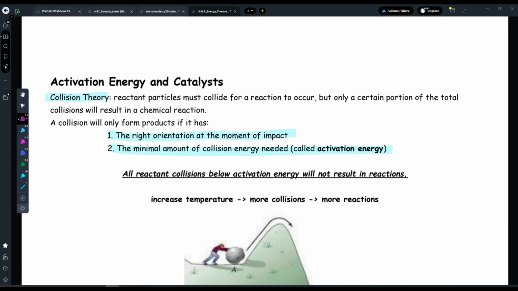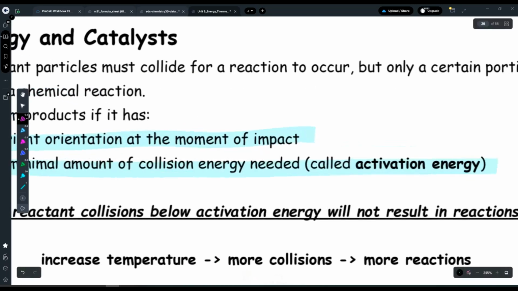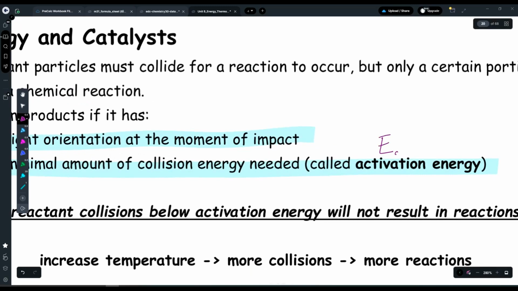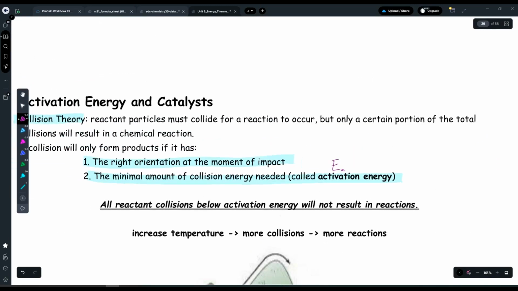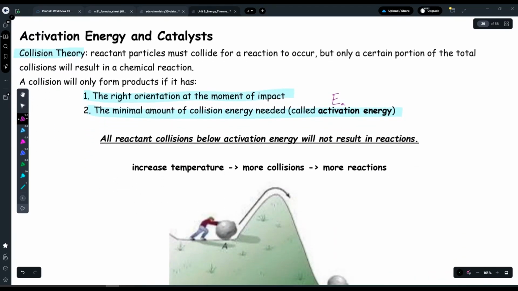Now the minimum amount of energy needed in order for a reaction to occur is called activation energy. That is a term that you should know. Oftentimes it gets abbreviated to E with a subscript A. So all reactant collisions below activation energy will not result in reactions.